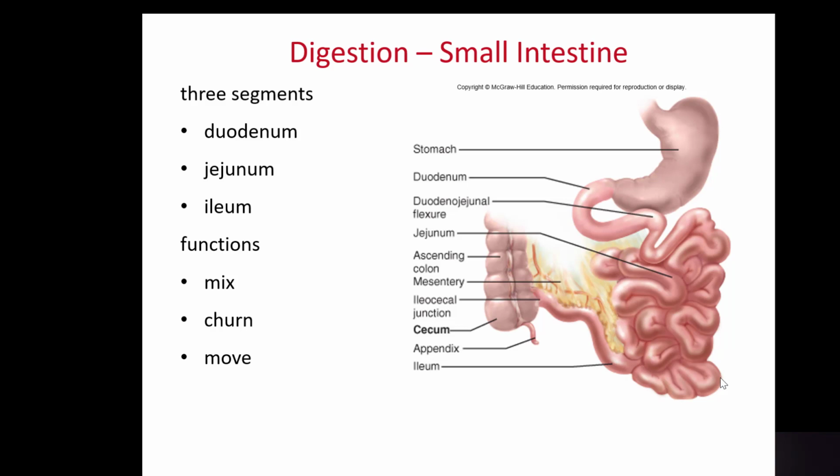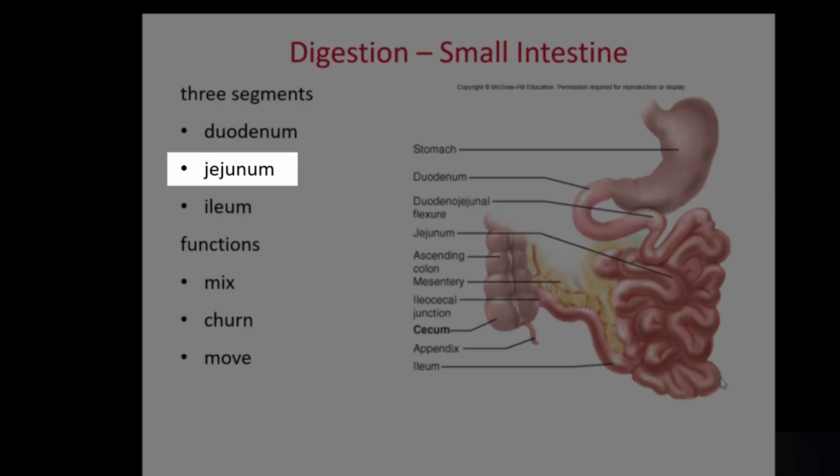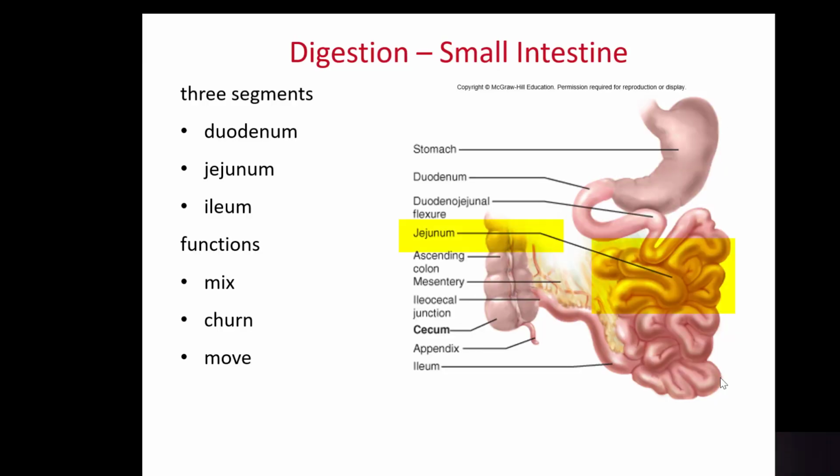The next part is the jejunum, and most of the bulk of the intestines is the jejunum. It takes up most of the length. So a lot of digestion and absorption. Remember absorption, go back to that first GI video. Most of the absorption takes place in the jejunum.